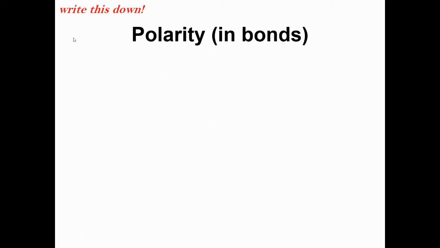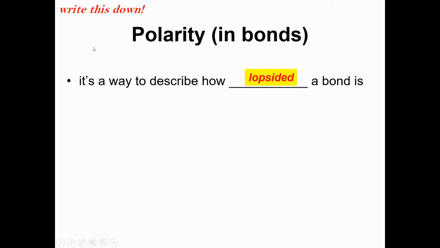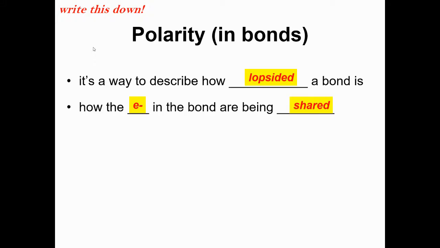What is it? Well, you might want to write some of these things down. Hit pause, grab a piece of paper, and write some of these things down. Okay, polarity is a way to describe how lopsided a bond is. And what do we mean by that? Here, remember, we're talking about covalent bonds, bonds that are sharing, but the electrons can be shared in different ways. So we're describing how lopsided a bond is and how the electrons in the bond are being shared.